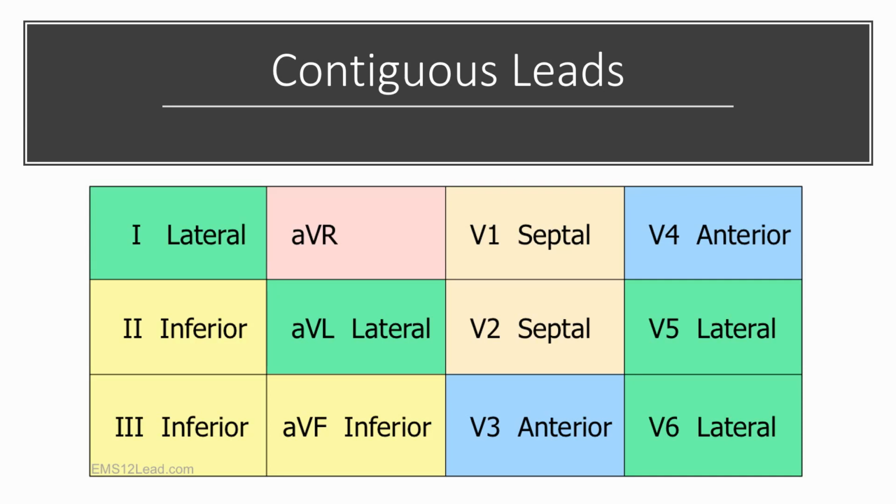So you can see 2, 3, and aVF look at the inferior wall of the heart, 1 and aVL look at the lateral wall, these look at the septal, then V3, V4 anterior, and you probably already knew this. It helps to think of the leads as cameras. So imagine that there's a camera looking at a specific part of the heart. If V2 was a camera lens, it would be shooting the septal wall or anterior wall of the heart and so forth.